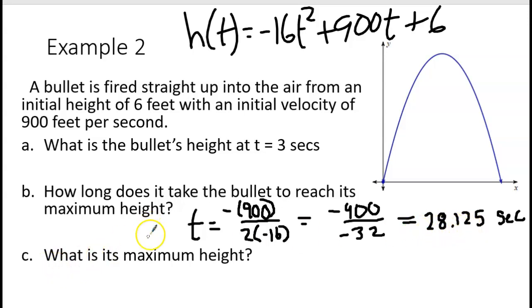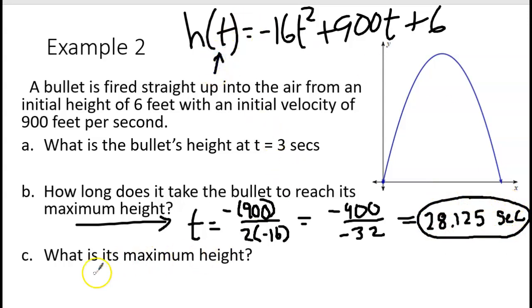Okay. Now the next question is, what is its maximum height? Well, this is how you find the x value of the vertex, which tells us how long it takes to reach the max. But if you want to find its actual max height, that means we need to find the y value. And how do you do that? You take this answer that we got for t, for the maximum height, and we plug it in to our function here. So I'm going to be plugging in this number, and it's a pretty nasty number, and we're going to basically be doing a whole lot of calculator work.